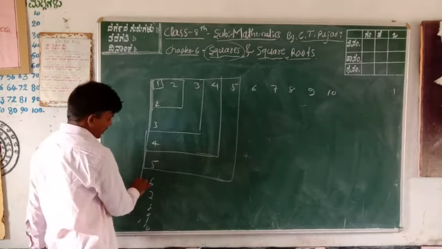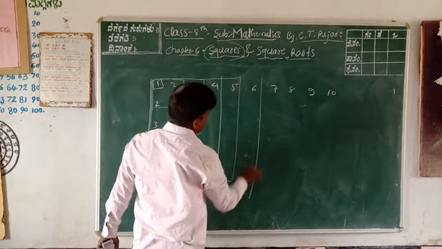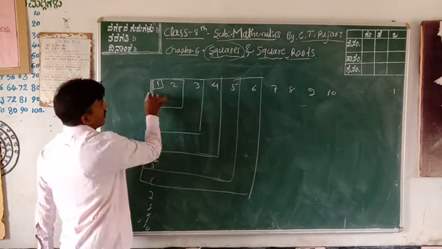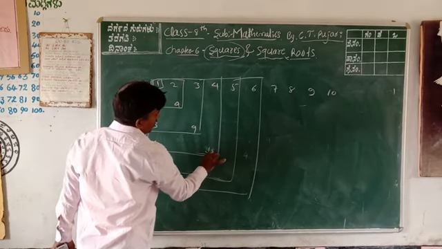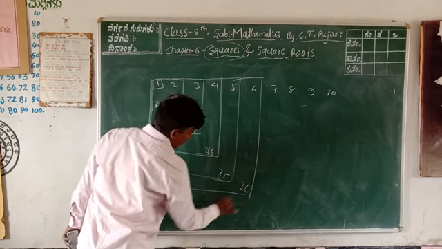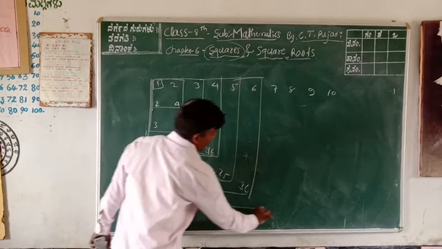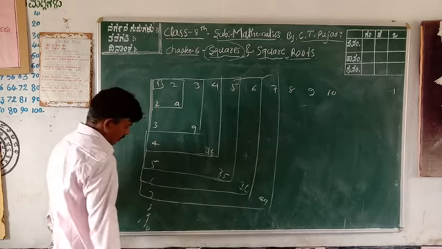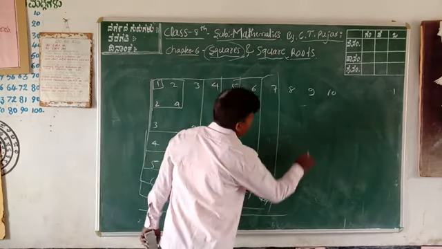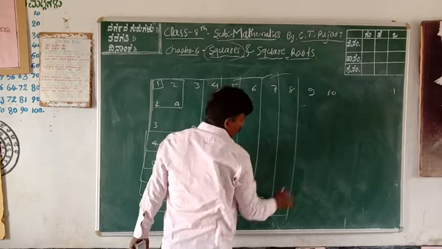Next, 6 into 6 is 36. 36 is also a square number. This is 4, 9, 16, 25, 36. The next one is what? 7 into 7. 7 sevens are 49, also a square number. What about next? 8 eights are 64, also a square number.